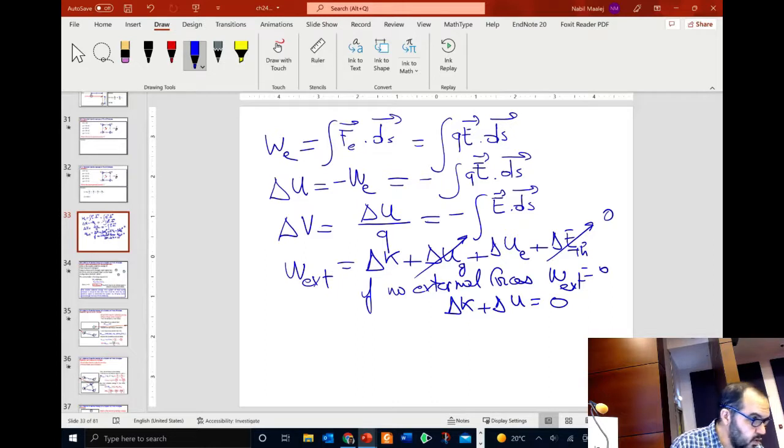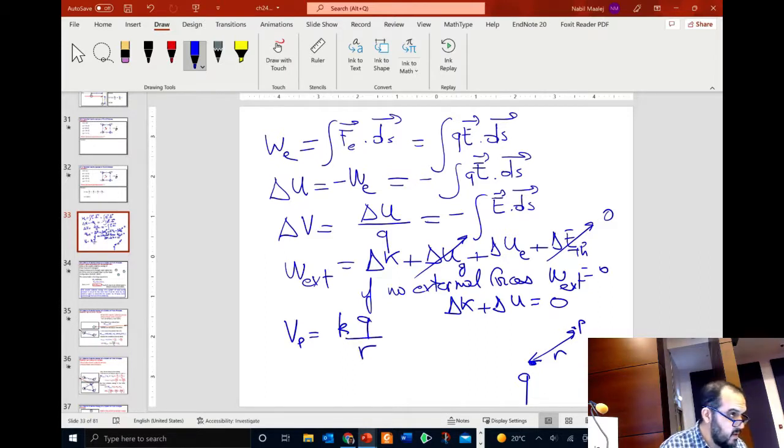Last time we also determined the potential due to a point charge. If we have a point charge Q and we are at a distance r at point P, we determined that V_P is equal to kQ divided by the distance r. This is a scalar quantity that can be positive or negative depending on the charge. If the charge is positive, the potential due to that charge is positive. If the charge is negative, the potential is negative.